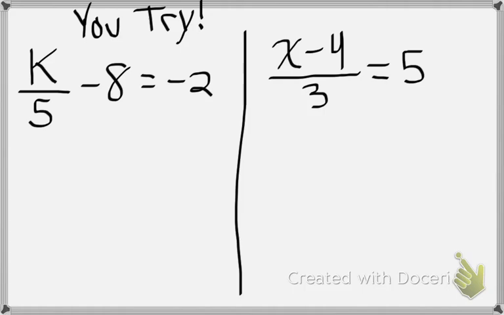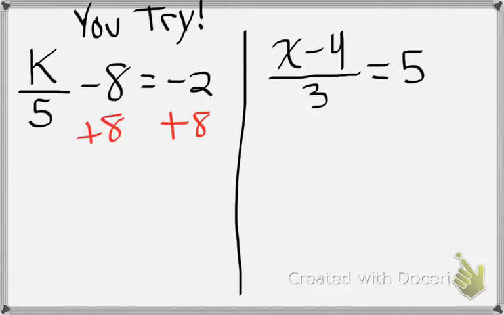Alright, so for our first one on the left, we need to start by moving -8 because it's furthest away, but also because subtraction comes later than division in the order of operations. So because it comes later, it's the first thing we're going to move. So to get rid of -8, you do the opposite. You add 8 to both sides.